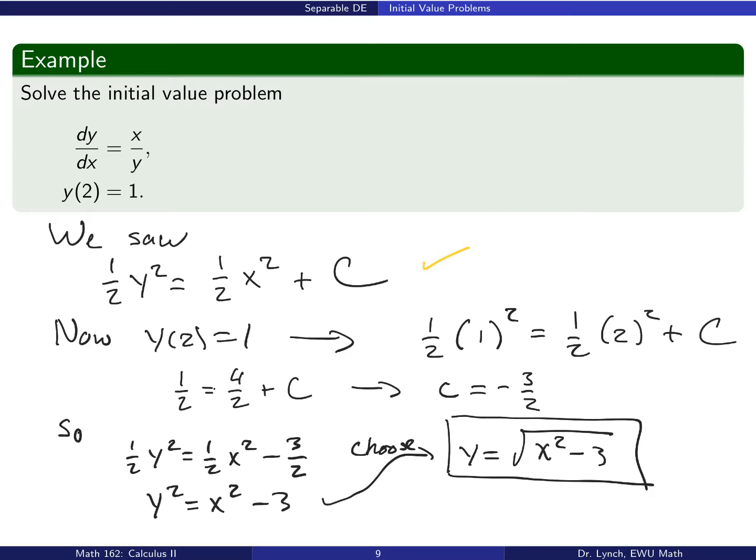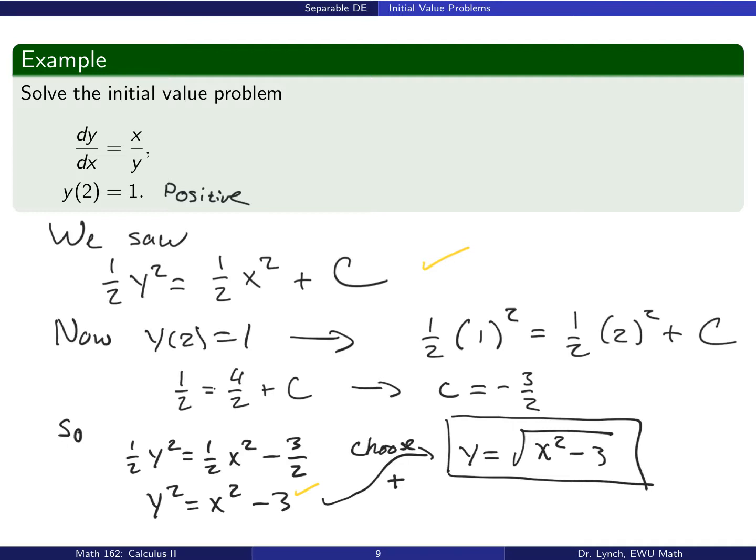Solving that algebraic equation for c, we see that c is -3/2. Substituting that back into the implicit family of solutions, we see that y squared is equal to x squared minus 3. And we can choose the positive square root here because we know we want our y value to be positive. So we choose y equal to the square root of x squared minus 3. This is an explicit solution to the initial value problem.